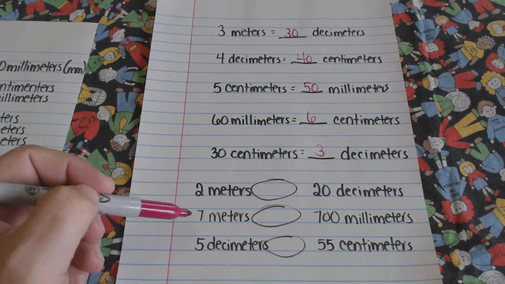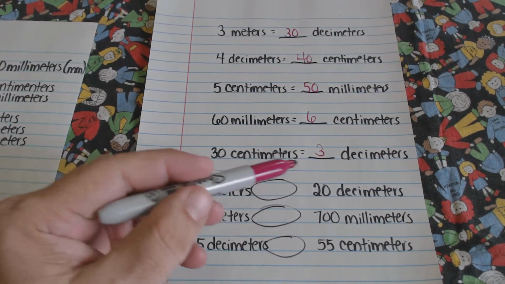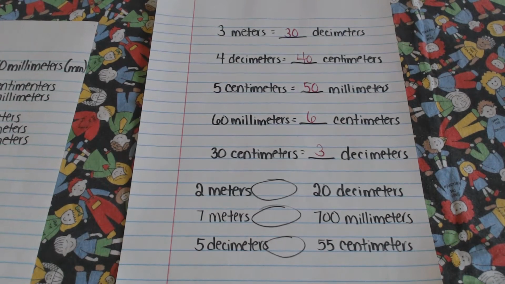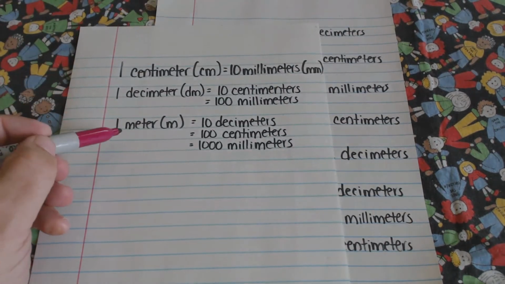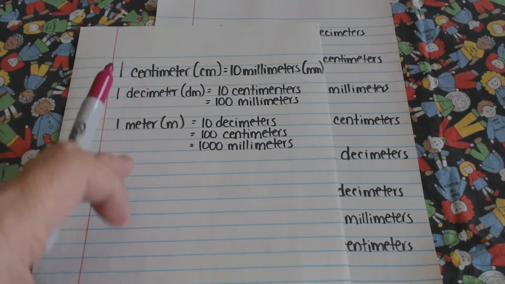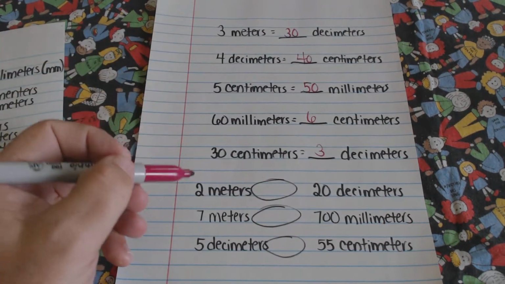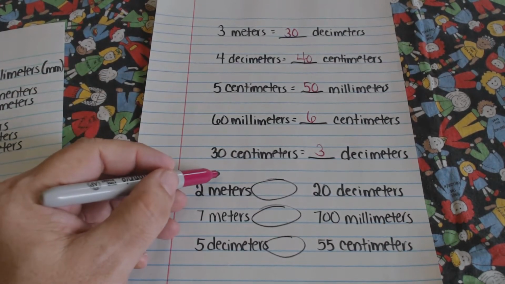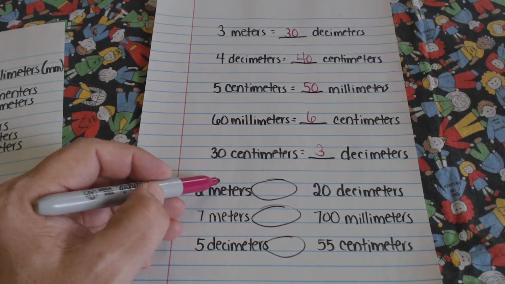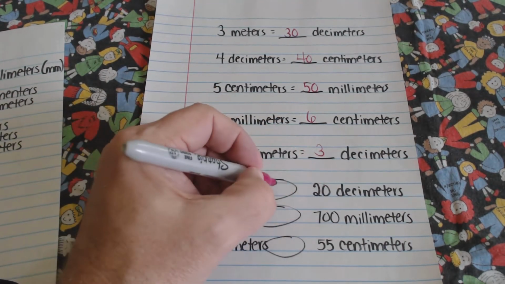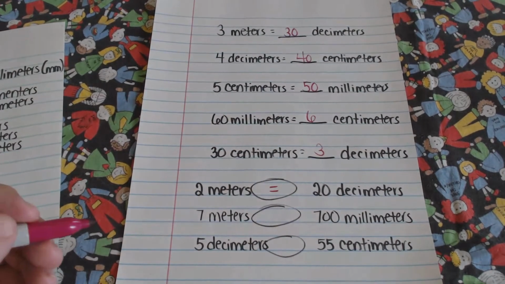Now we're going to do our comparisons. 2 meters and 20 decimeters. Well, we come over here. We see 1 meter equals 10 decimeters. So 2 meters would be twice as much, 20 decimeters. So we have 20 decimeters here. We have 20 decimeters there, so those are equal.